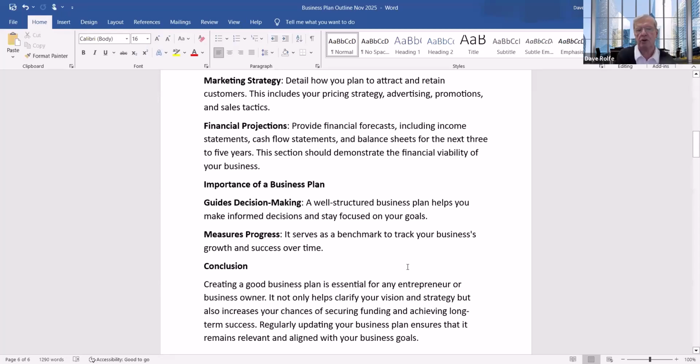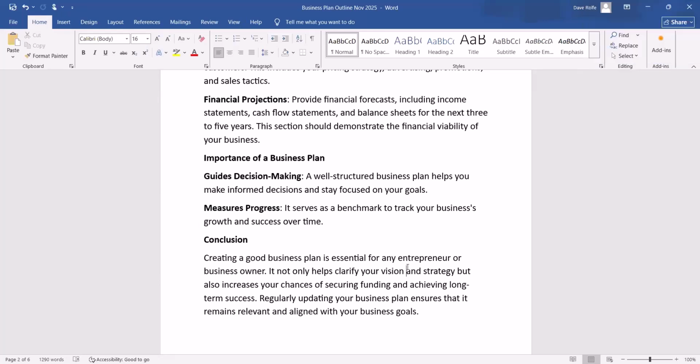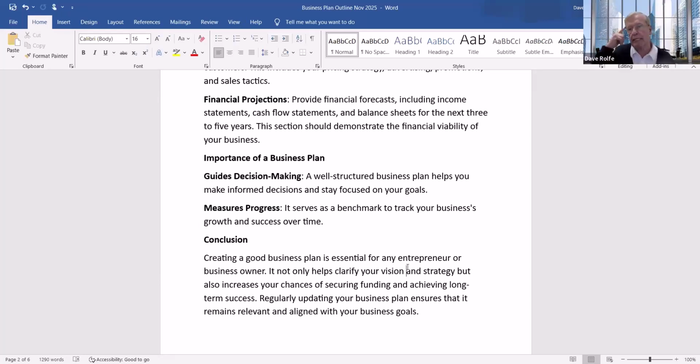Et cetera, et cetera. So creating a good business plan is essential for any entrepreneur or business owner. It not only helps clarify your vision and strategy, but also increases your chances of securing funding and achieving long-term success. If they're the right person and they're really serious, and I know you've all run into people that are really, really serious, they've got a huge problem. And again, that's what we do: we provide solutions to problems.